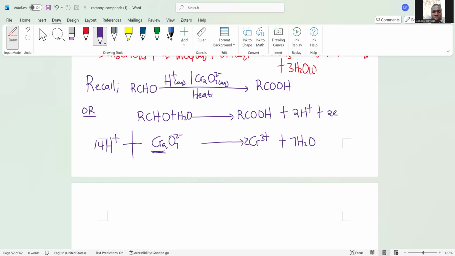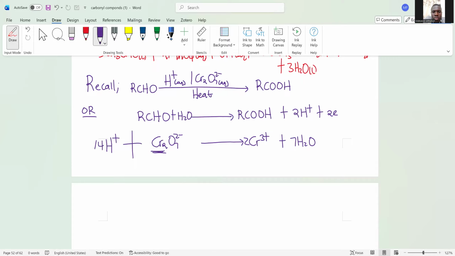Now look at the charges on the left. On the left, I have 14 minus 2, which is 12. Then 2 times 3, that is plus 6. So on the left I have plus 12, and on the right I have plus 6.